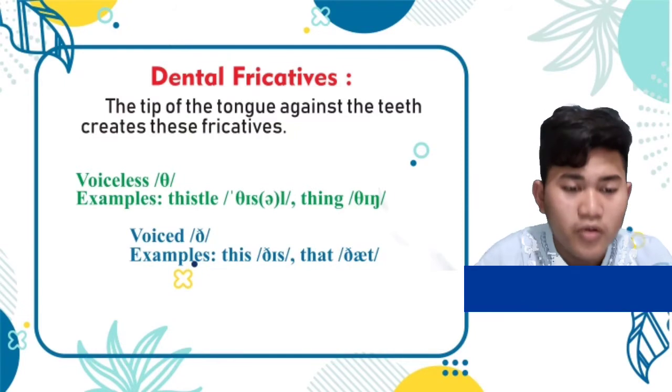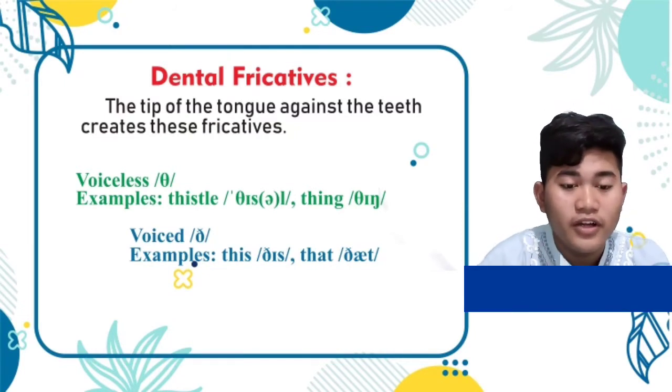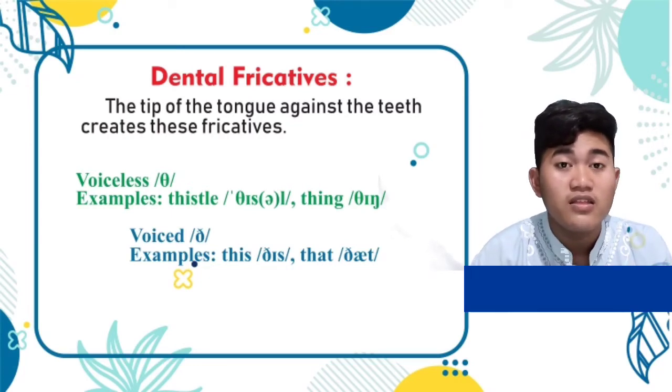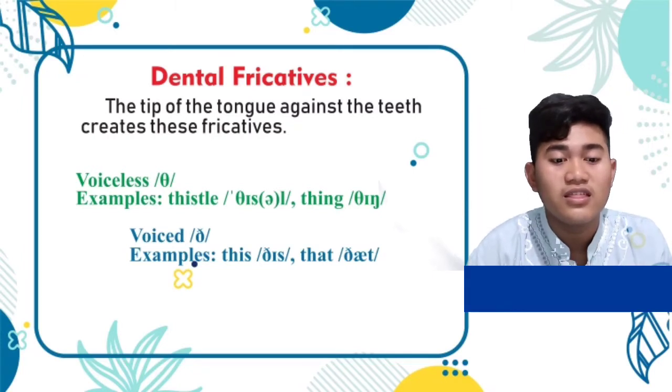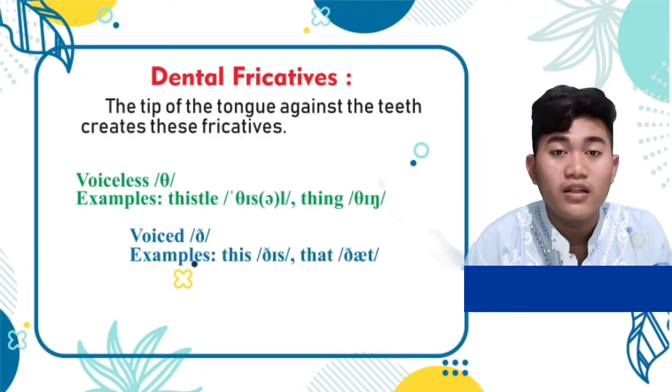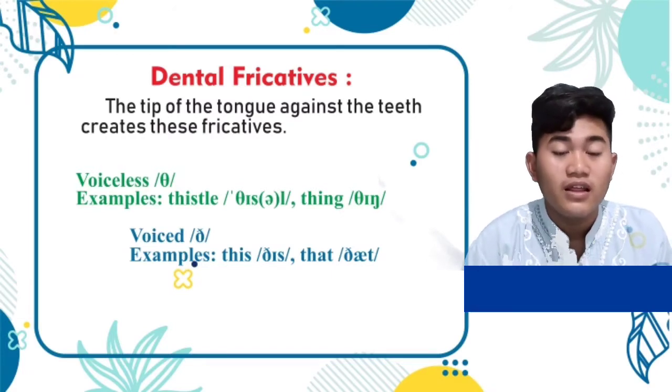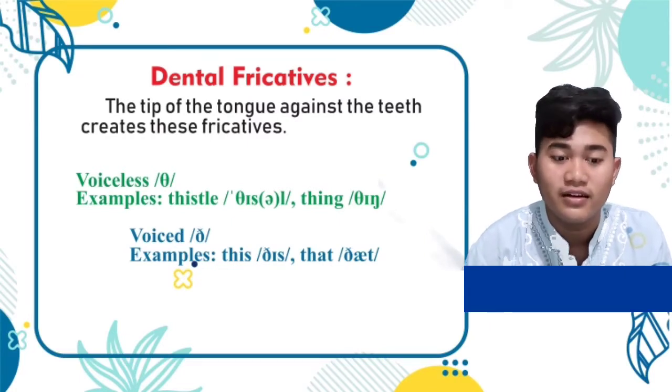I will continue about the fricatives. Dental fricatives: the tip of the tongue against the teeth creates the fricative. Voiceless th, as in thistle, thing. Next, voiced th, as in this, that, weather.